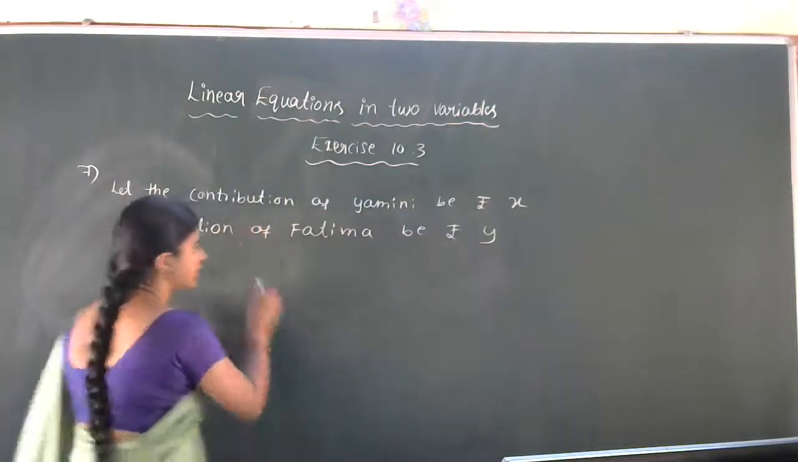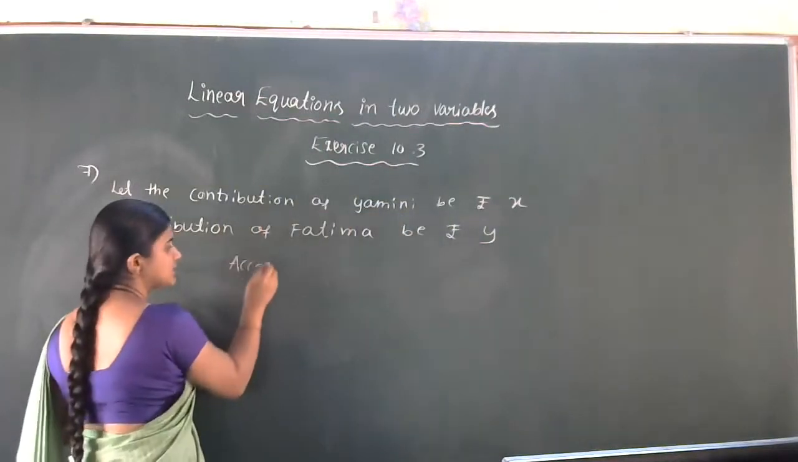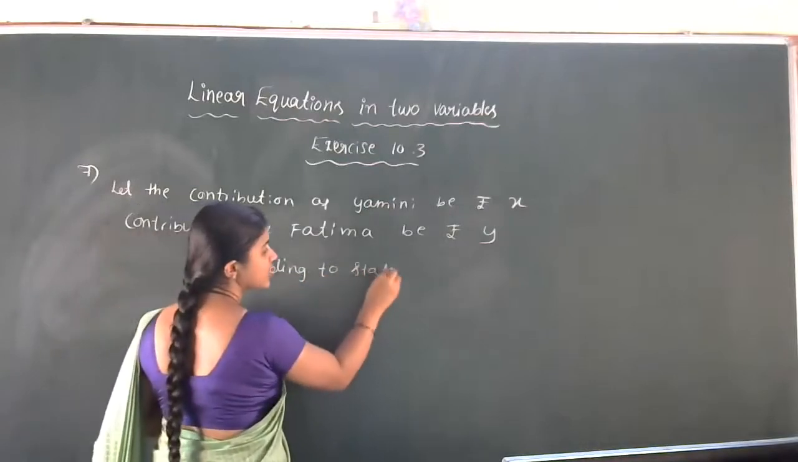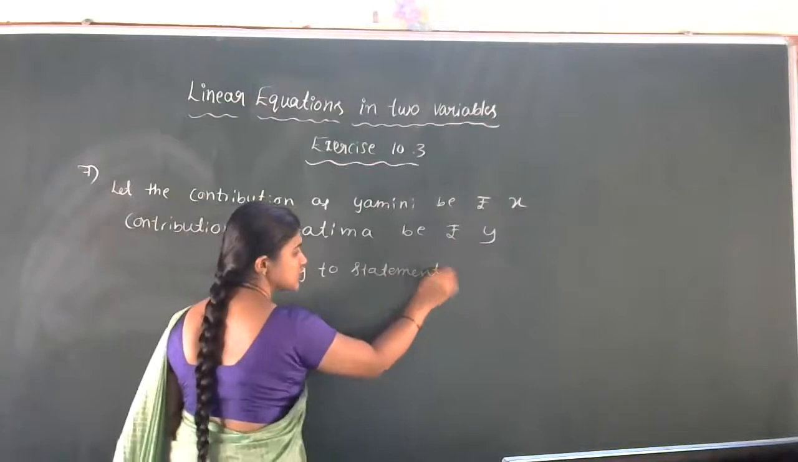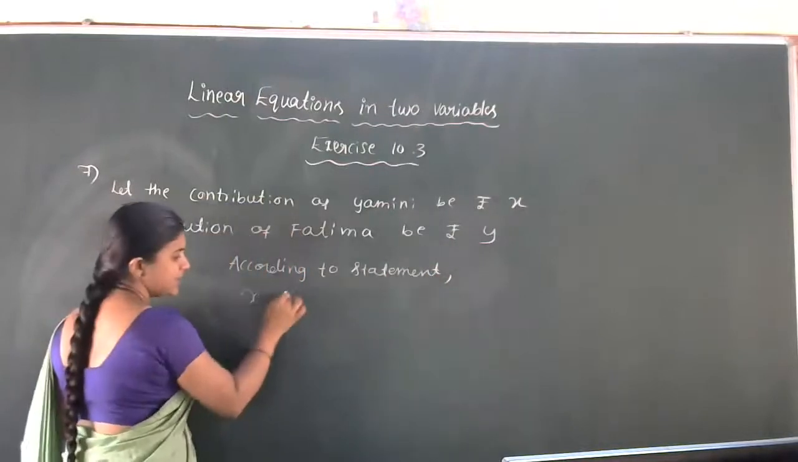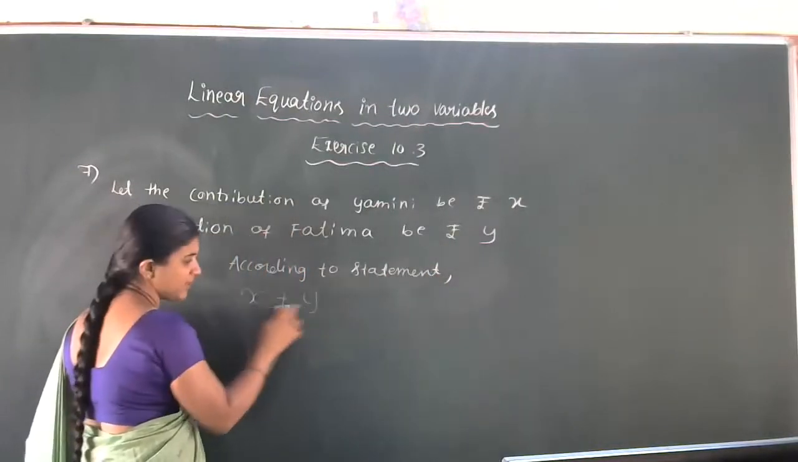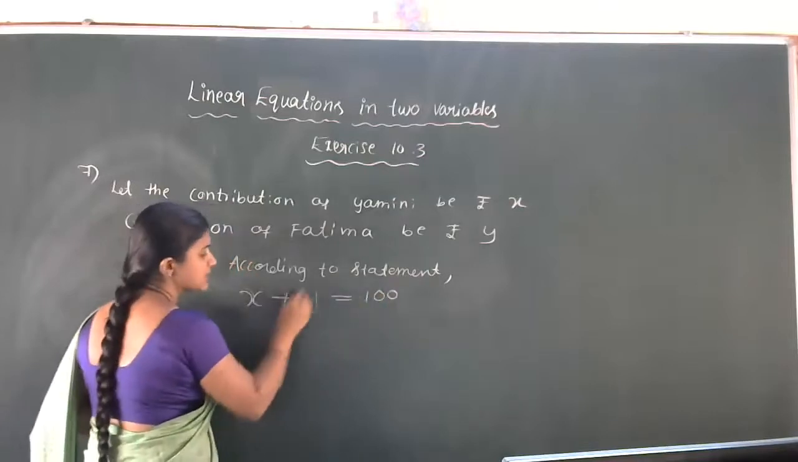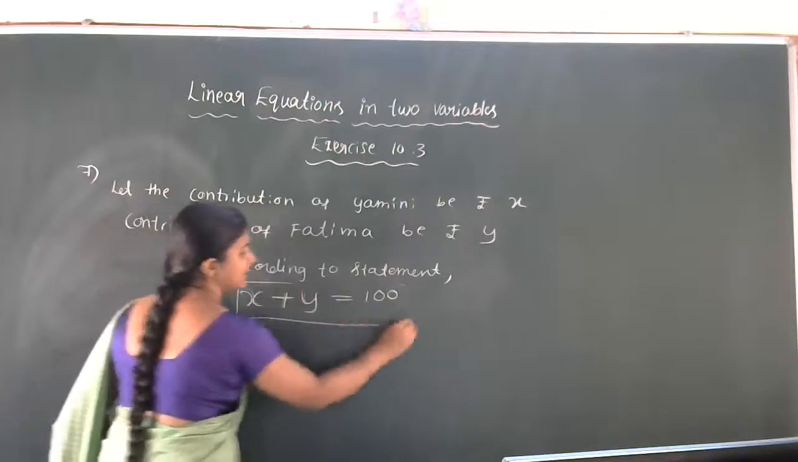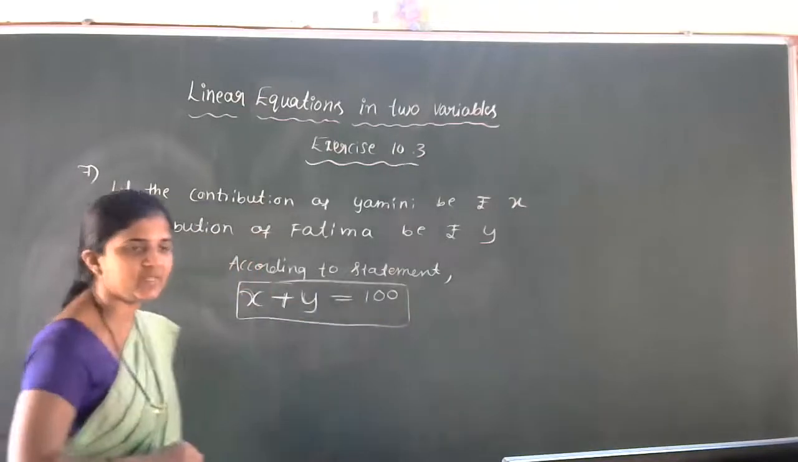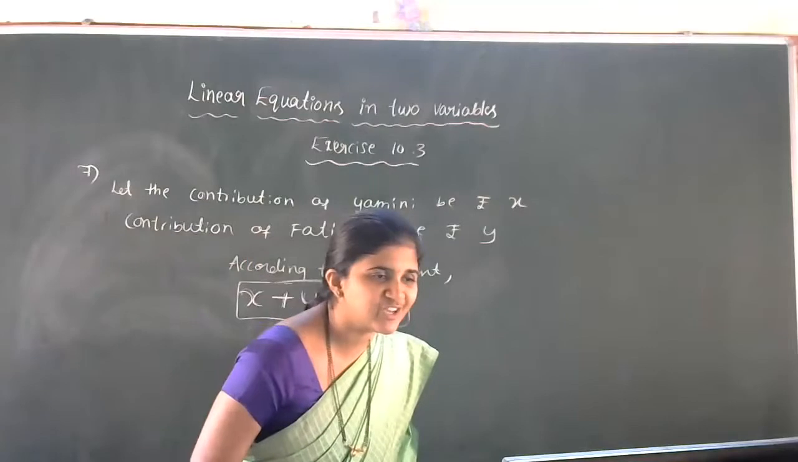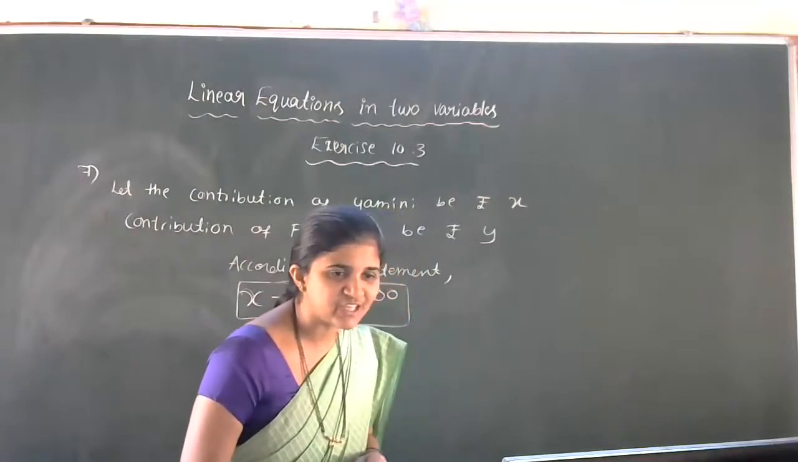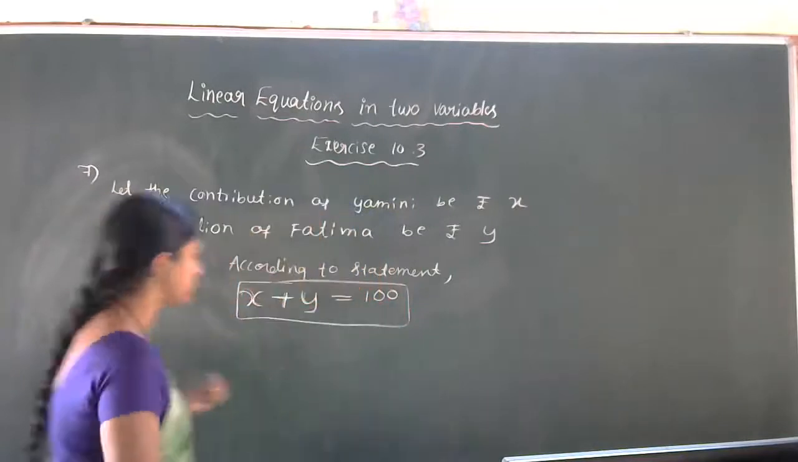So according to the statement, how can we write the equation? Shreya gave the answer: X plus Y, Yamini's amount plus Fatima's amount together is 100. So X plus Y is the required linear equation in two variables. X plus Y is equal to 100. Got the idea of this one?